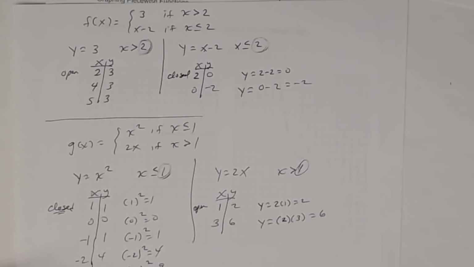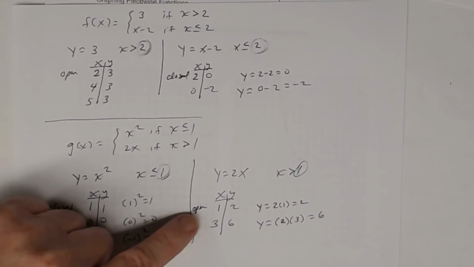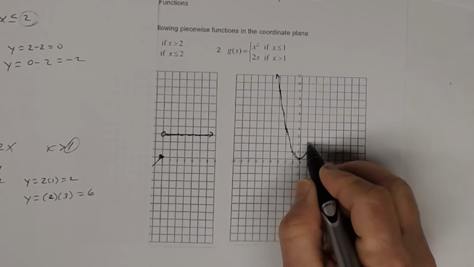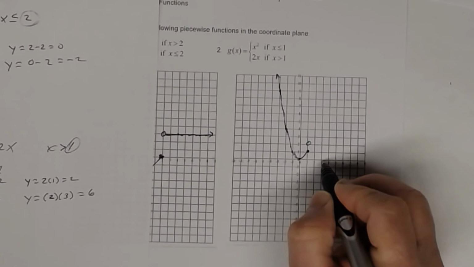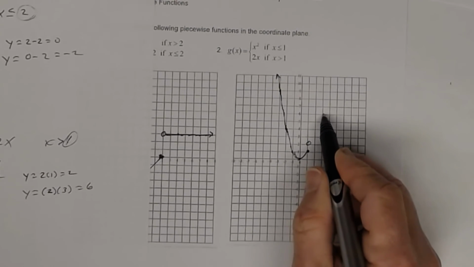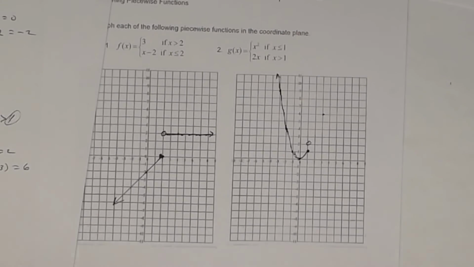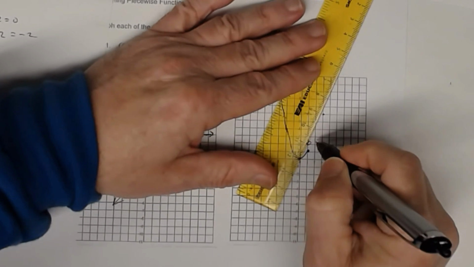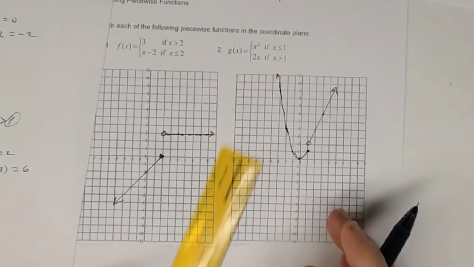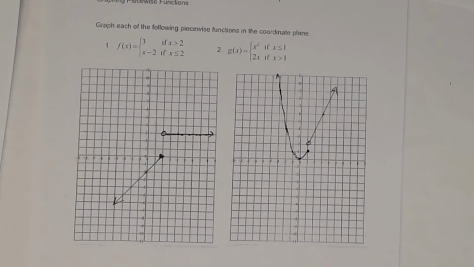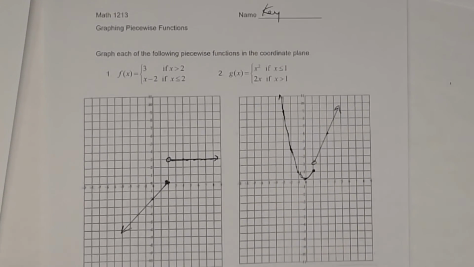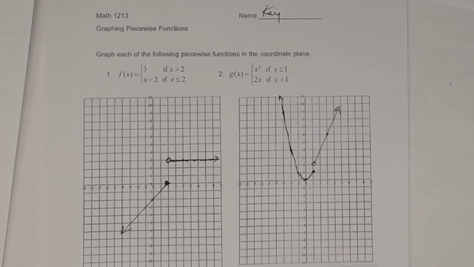So let's plot those points, 1, 2 and 3, 6. Notice that 1, 2 is going to be open. So here's 1, 2, open, and then here is 3, 6 right here. Then draw your ray, and it looks something like this. Okay, all right, so that is the key to this worksheet on graphing piecewise functions.